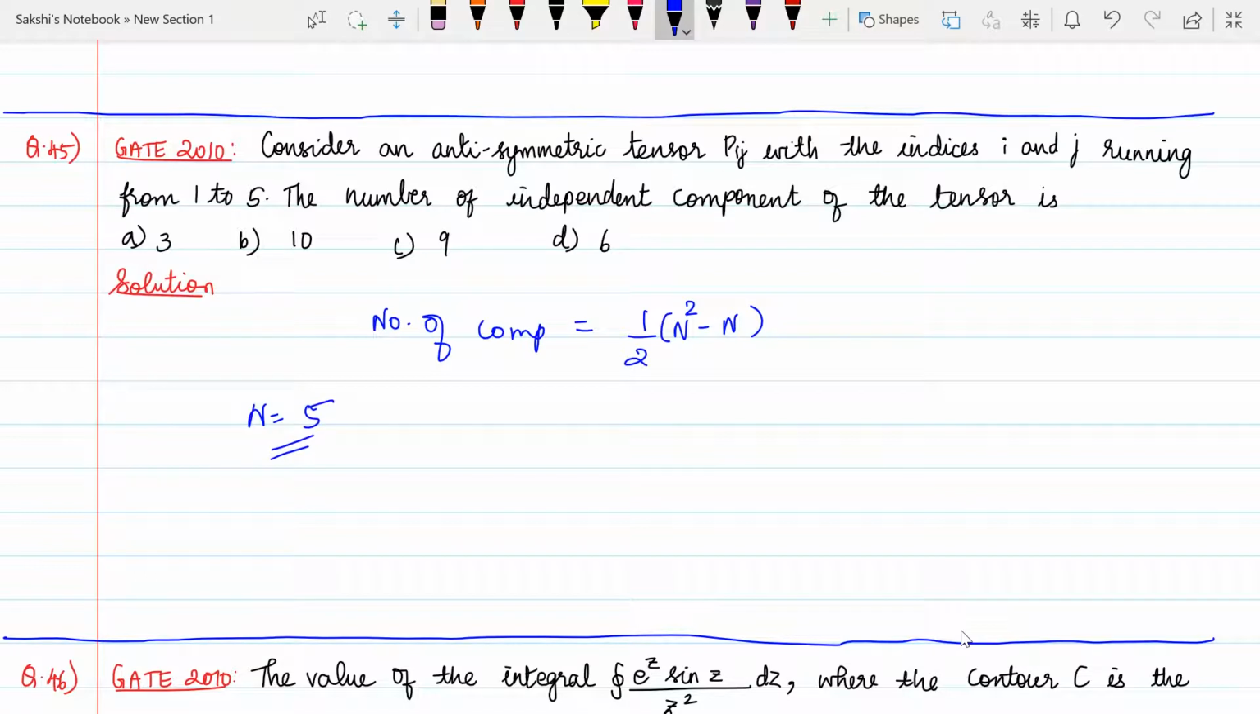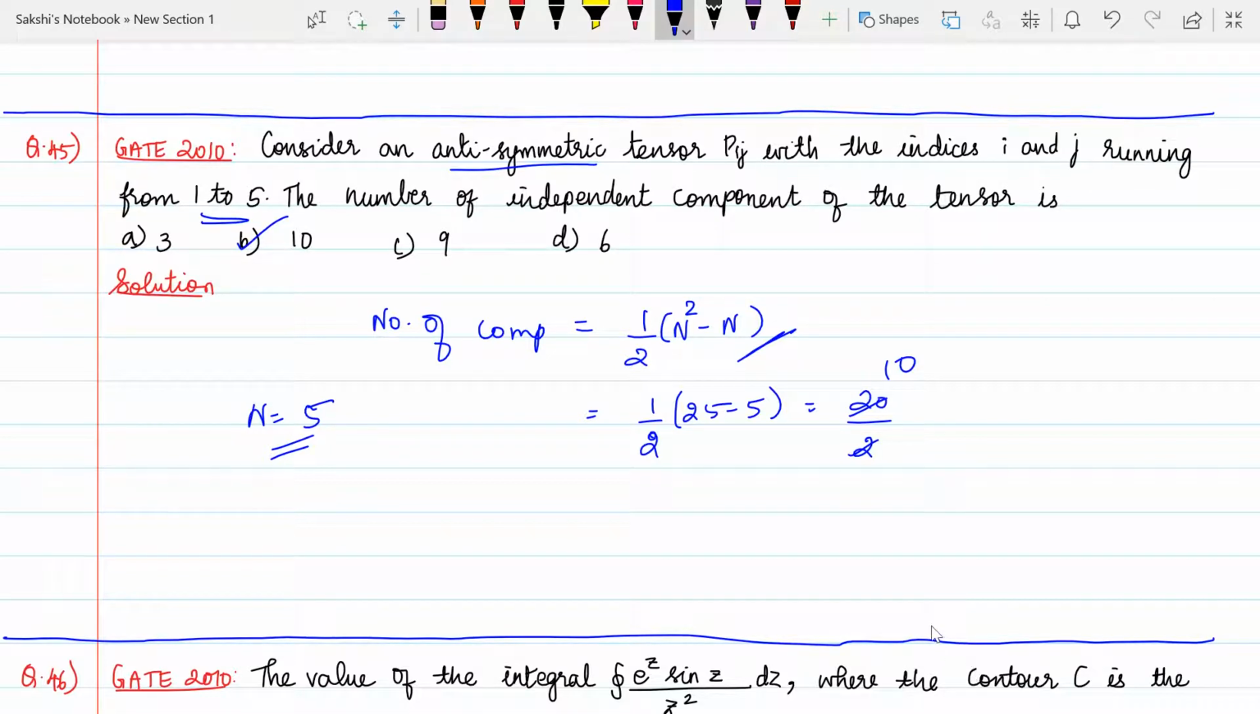You can see it is given in an equation. So n here is 5. For a symmetric tensor or symmetric matrix, if you have to find the number of independent components, the formula will be half into n square plus n. The only difference is plus and minus. Substituting n, you get 25 minus 5, which is 20 by 2, which is 10. So the number of independent components of a tensor or a matrix can be found using this formula, and it is 10, option B.